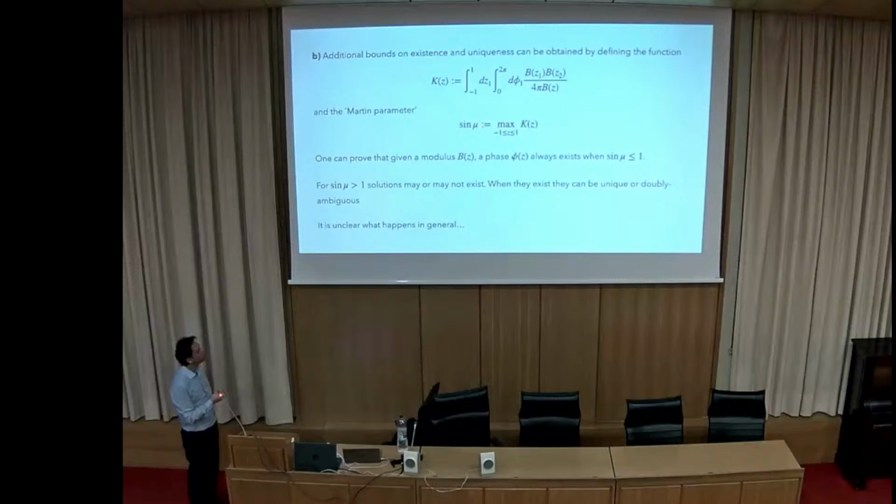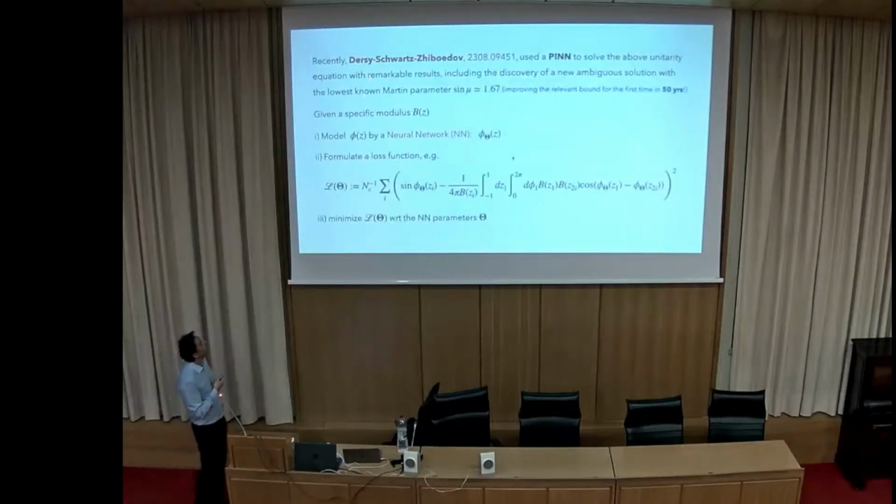Now, formally, it is denoted here as sine of mu. It is denoted like this because you can argue that when this number is less or equal than 1, just like a true sine, then you can always construct a unique solution. But if it's greater than 1, solutions may or may not exist. If they exist, they can be unique or doubly ambiguous. And to this day, people don't really know what the general story is, when ambiguous solutions appear.